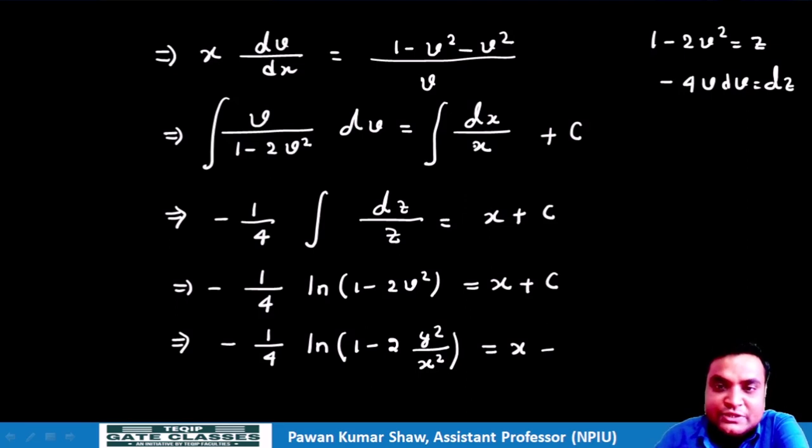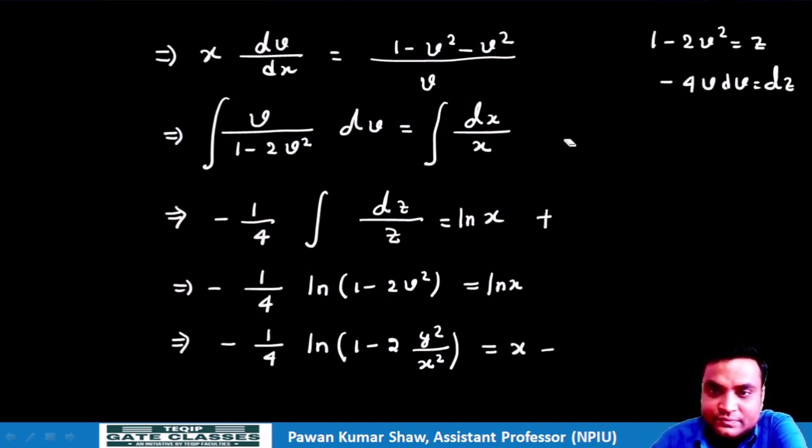Okay, I have done a mistake here. Integration of dx by x will be log x, sorry, here it will be log x. So better to take the constant as a log c, so that we can remove our log, because the integration of dx by x is our log x. So log c, and we can write it's a log of Cx.